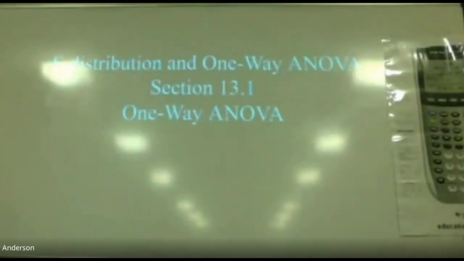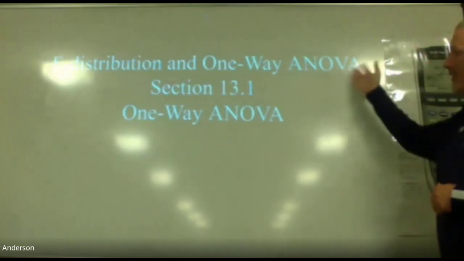Okay, so let's go through this. We are moving on to the stuff from chapter 13. We're just going to hit this quick because we have to talk about this ANOVA thing, which stands for Analysis of Variance. It's an abbreviation that they use. That's what we're going to be talking about, the F distribution and the one-way ANOVA.